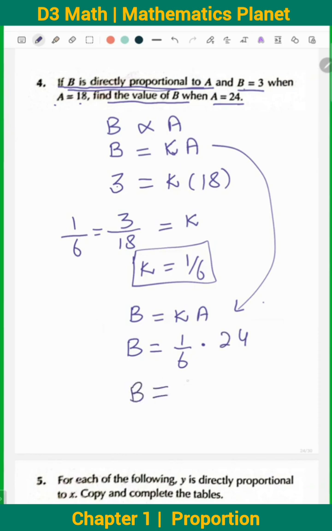B is equal to 24 upon 4, which is 6. The question says find the value of b and we have done this.